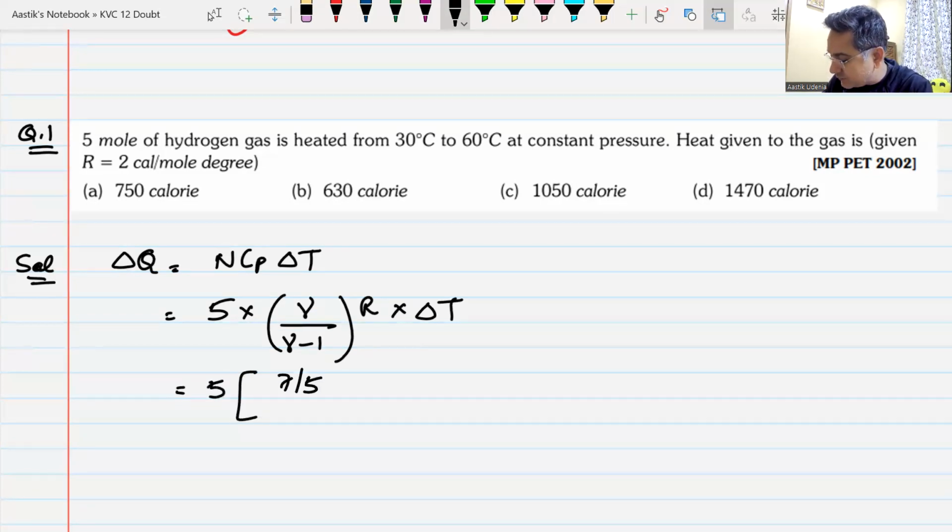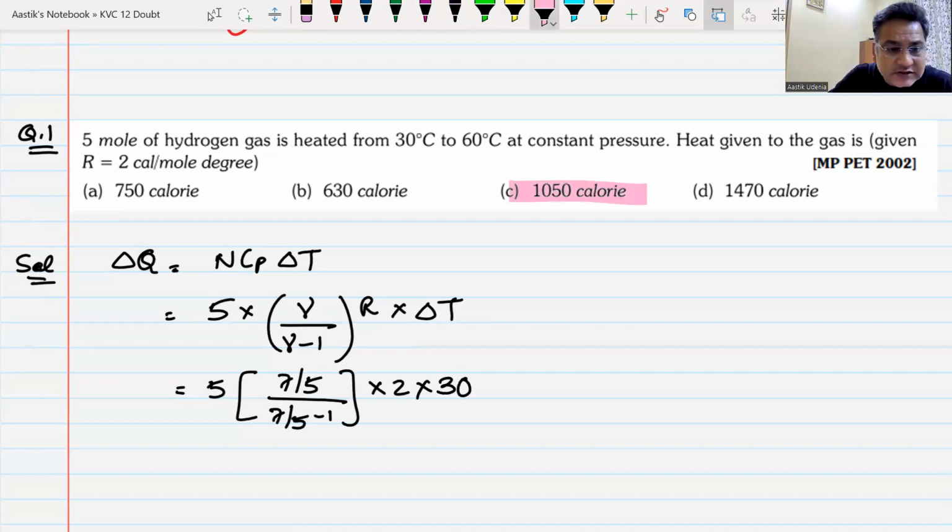So it is 7/5 divided by 7/5 minus 1, into R, and the value of R is given as 2, into 2, into change in temperature is 30 degrees, and I think the answer that you are going to get is 1030. Anyone got this answer?